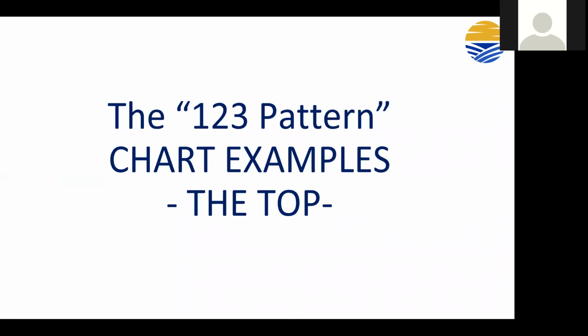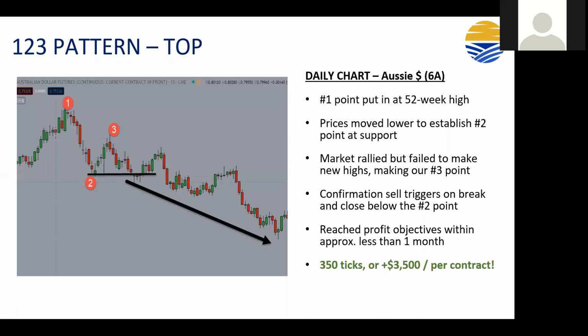We'll start with the 1, 2, 3 top pattern. This is a daily chart of the Aussie dollar, the 6A futures, the Aussie futures. Now, on a daily chart, at least for this example and the subsequent examples, we're going to be looking for 52-week highs or 52-week lows on a daily chart. That doesn't mean it has to be a 52-week high or 52-week low. That's no absolute rule, nothing set in stone. Just for these example purposes, we'll look at those highs.